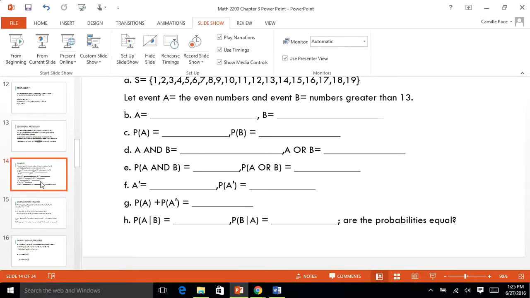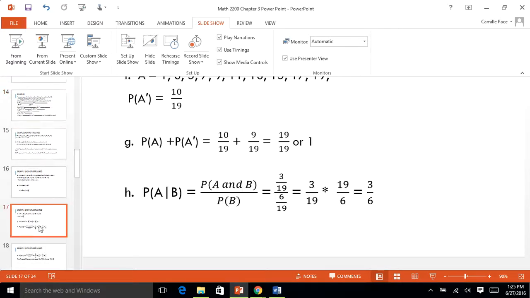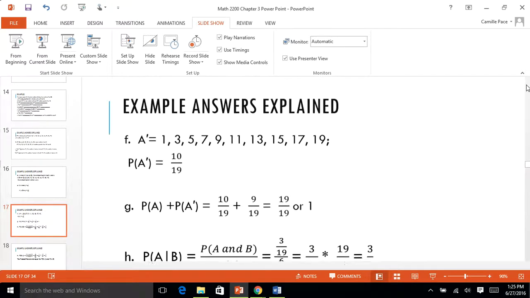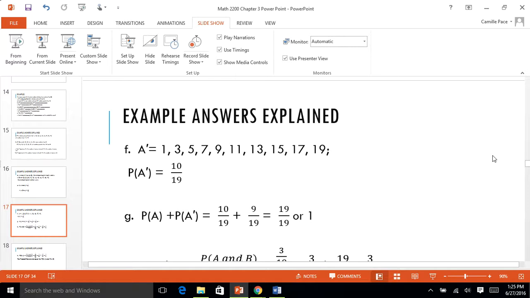The last one asks, what's the complement of A and what's the probability of the complement of A? Okay. So if I look up here, let me scroll up. The complement of A is everything not in A that is in S. So that gives me 1, 3, 5, 7, 9, 11, 13, 15, 17, 19, all the odd numbers. And to get the probability of that, I do 10 over 19, and that's where I get it.